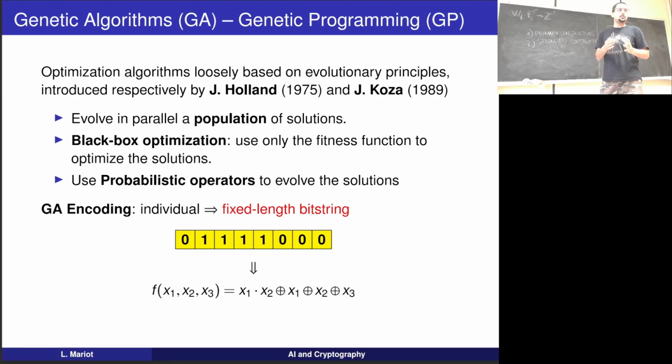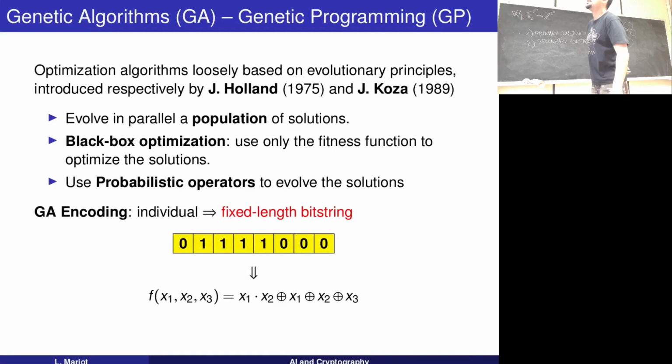So usually when you're considering a genetic algorithm, the classic encoding for candidate solutions is a fixed length bit string. And this is quite good for us because we are interested in bit strings with Boolean functions. So we can define a candidate solution in a genetic algorithm as the truth table of a Boolean function.